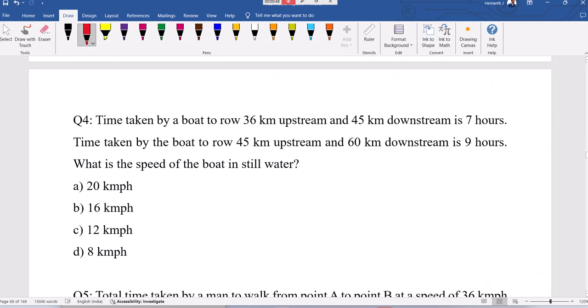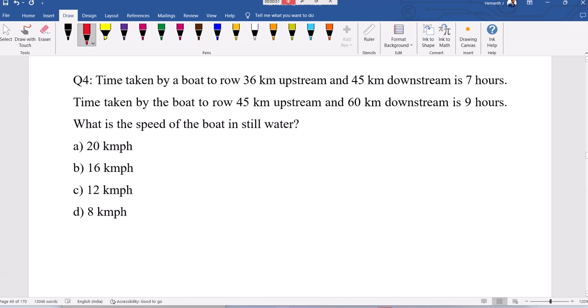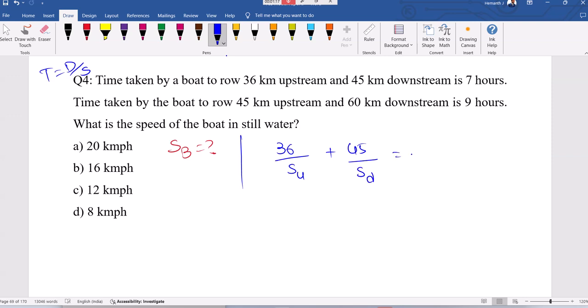Now let's see this boats and streams related question. Equation solving indirectly. Speed of boat in still water is the question. Time is distance by speed. 36 kilometers upstream, 45 kilometers downstream, 7 hours. Here 45 kilometers upstream, 60 kilometers downstream, 9 hours.